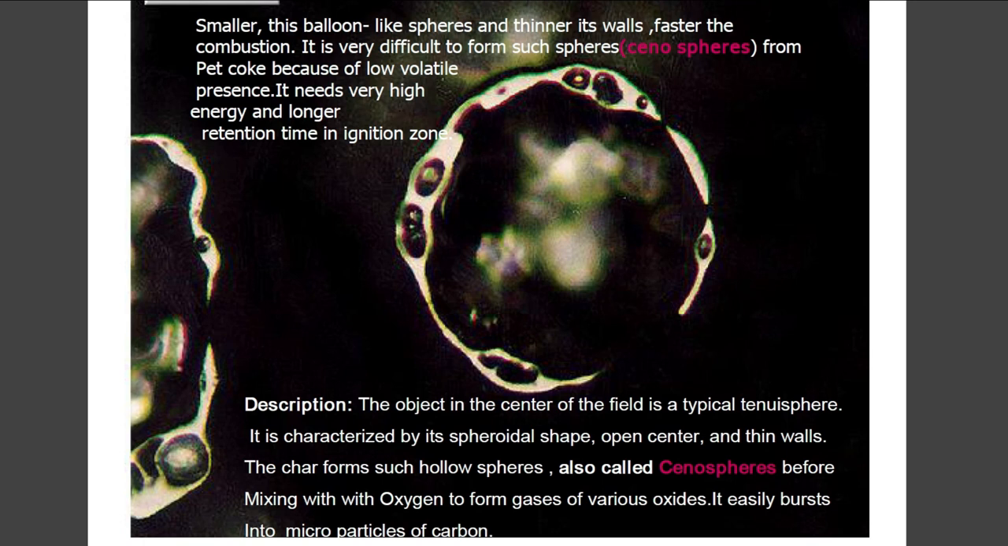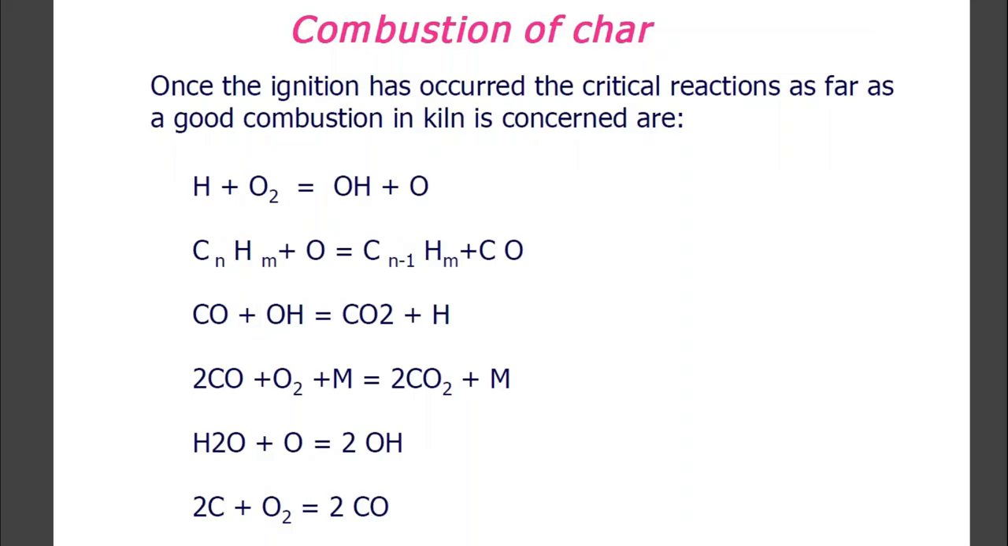Description: the object in the center of the field is typically a cenosphere. It is characterized by its spheroidal shape, open center and thin walls. The char forms hollow spheres, also called cenospheres, before mixing with oxygen to form gases of various oxides, easily pressed into microparticles of carbon. Combustion of char: once the ignition has occurred, the critical reactions as far as the kiln combustion is concerned are shown in the formula here.